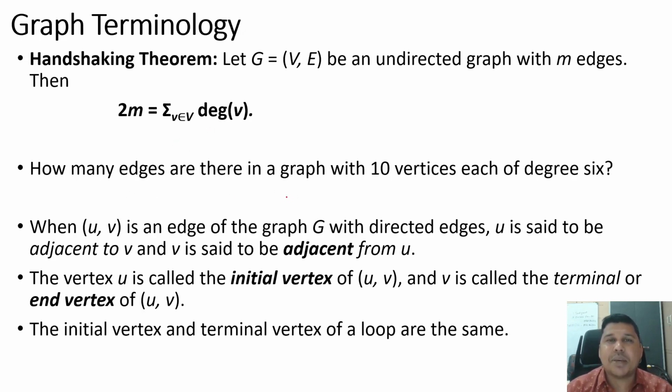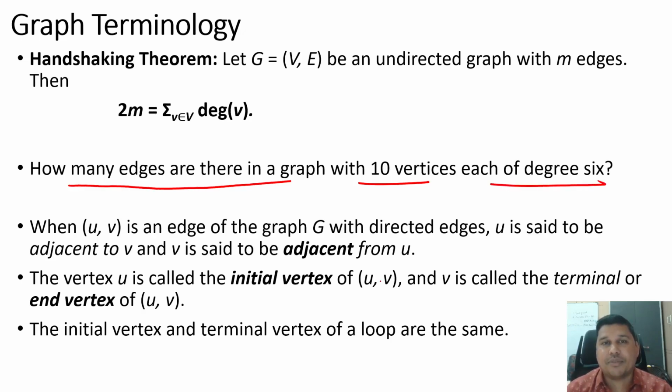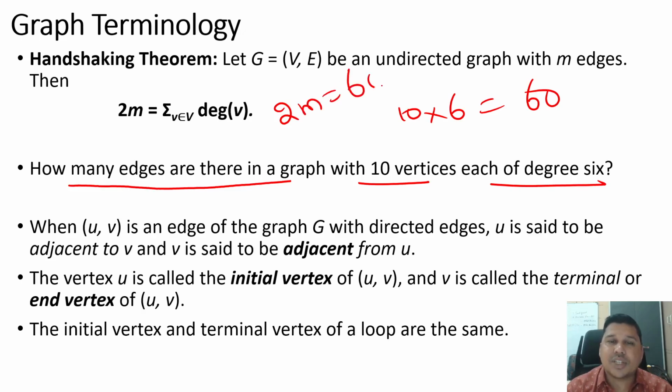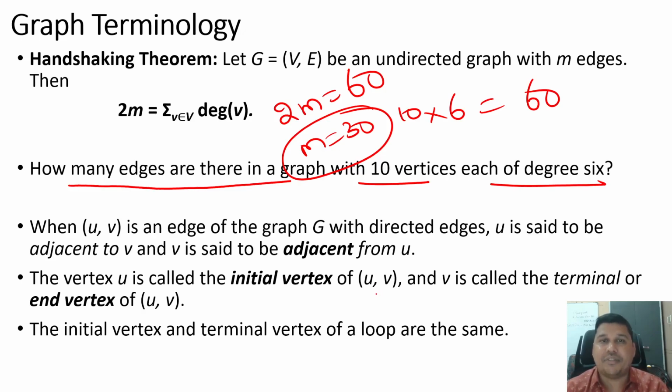Okay. So, there can be some problems like this. How many edges are there in a graph with 10 vertices, each of degree 6? There are 10 vertices, each of degree 6. So, 60. So, I can write 2m equal to 60. The sum of all those degrees is 60. Now, what is the m value? 30. It means there are 30 edges in that graph. Okay. Next.